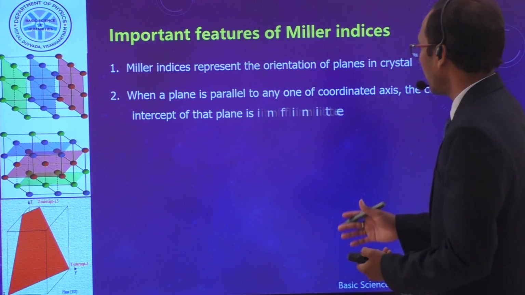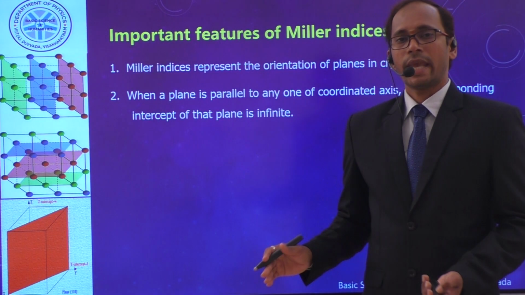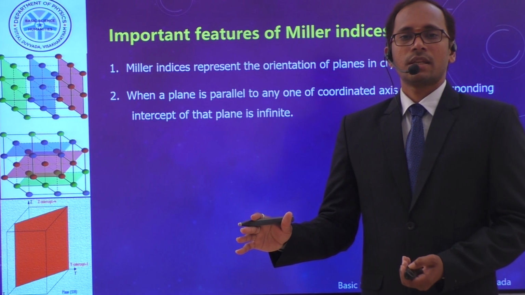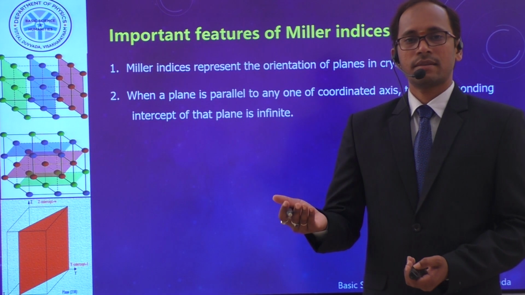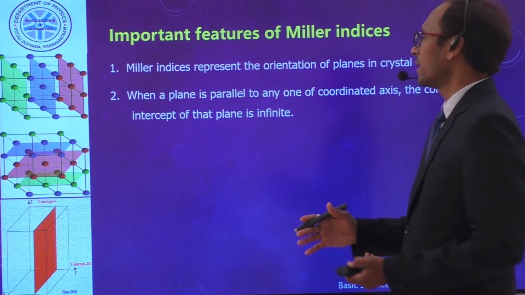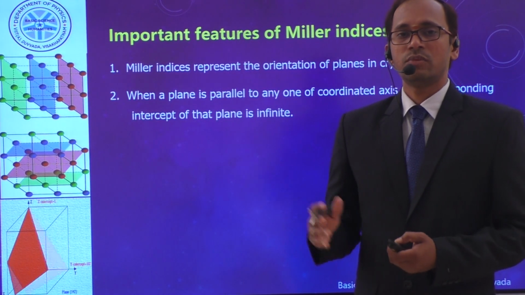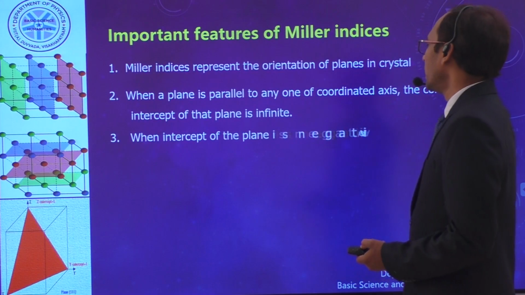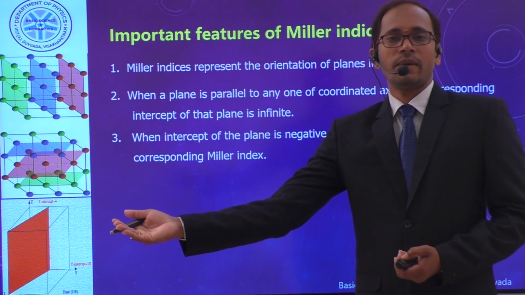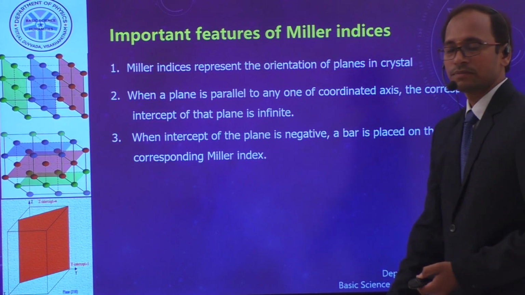If there is no intercept coming, that means the plane never touches the axis, neither x, nor y, nor z, then you can take that intercept as infinity. You should not take it as 0, it is infinity. And if the intercept is negative, that means the plane is intercepting in the negative x direction, then you can take it with a bar, that means 1 bar, minus 1.